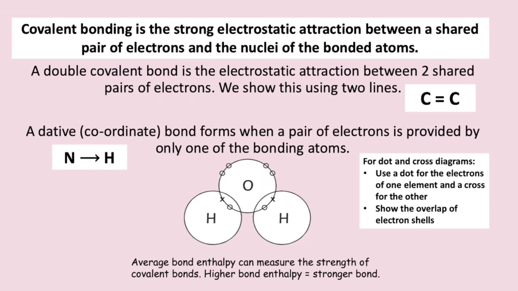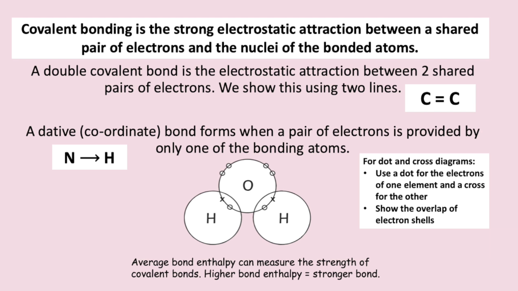Covalent bonding is the strong electrostatic attraction between a shared pair of electrons and the nuclei of the bonded atoms. The overlap of atomic orbitals represents a covalent bond. A double covalent bond is the shared attraction between 2 pairs of electrons and the nuclei of the bonded atoms. This is represented by a double line. We can also use dot and cross diagrams to show the bonding in a covalent molecule. Covalent bonding only occurs between two non-metals.